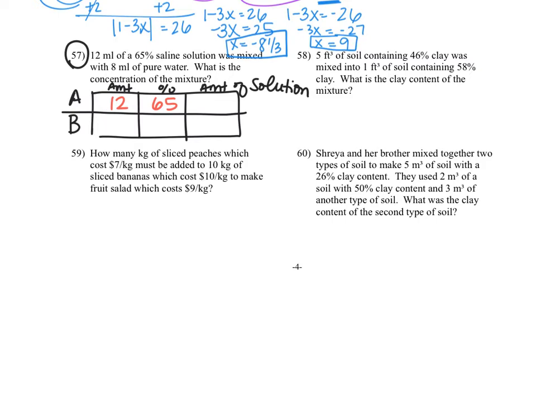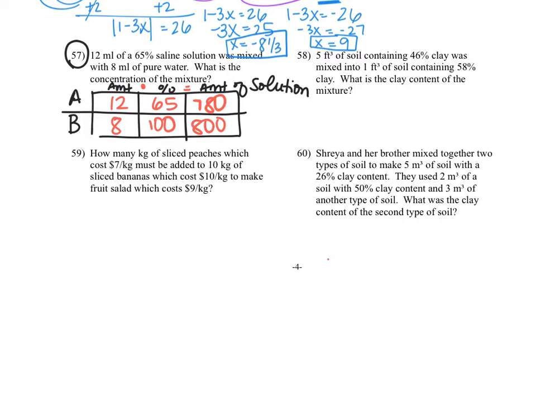And then it says was mixed with an 8 milliliter pure water. Okay, so it's an 8 milliliter of pure water. So pure water is 100%. Okay, so now I just need to use my calculator and multiply those two things out, because my amount times my percent is going to equal my amount of solution. So 12 times 65 is 780, and 8 times 100 is 800.